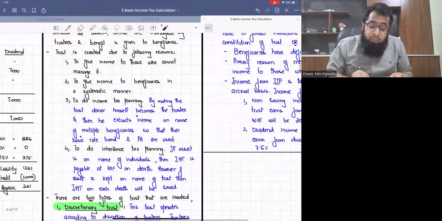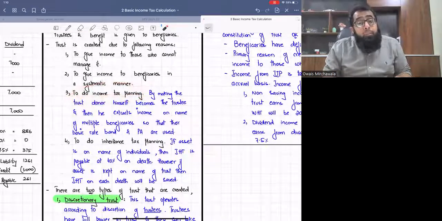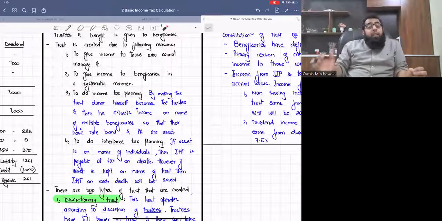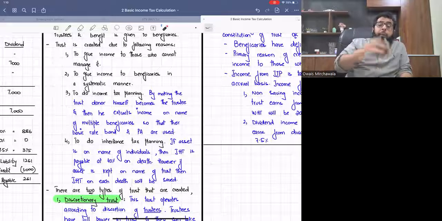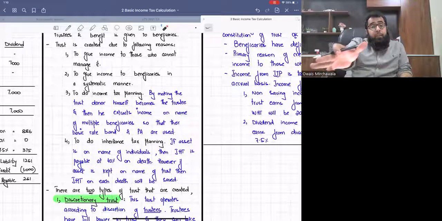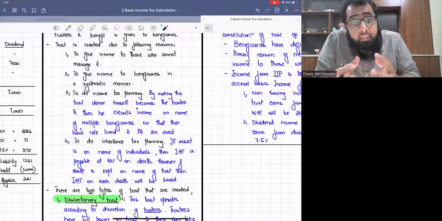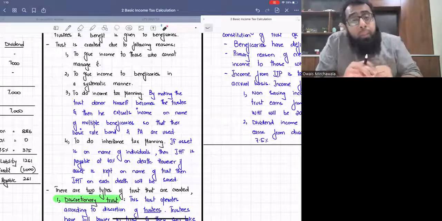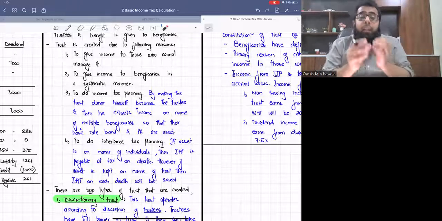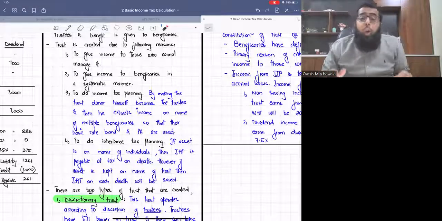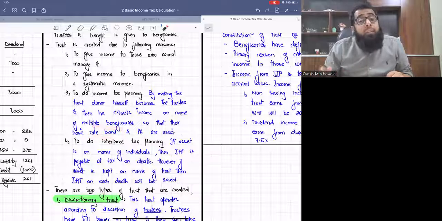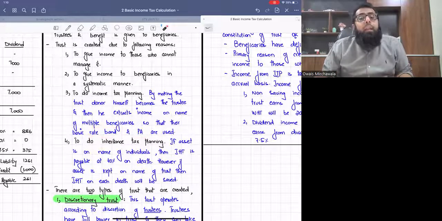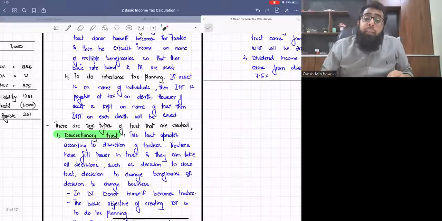But other reasons can be to do income tax planning. What people started doing, and it is permitted, this is acceptable tax planning, is that people make a trust, they become the donor, they become the trustee, and then when the trust earns, they don't take the entire income in their own name. Rather, they distribute the trust income among multiple beneficiaries so that their basic rate bands and allowances are also used. Another reason is to do inheritance tax planning.